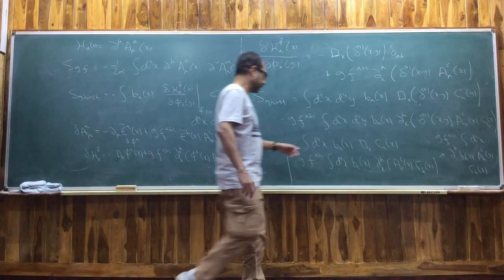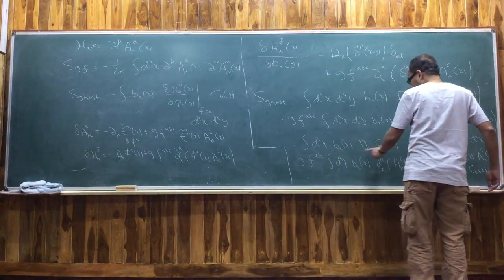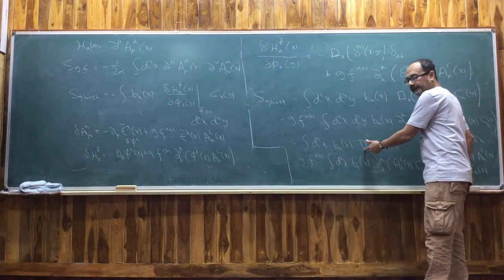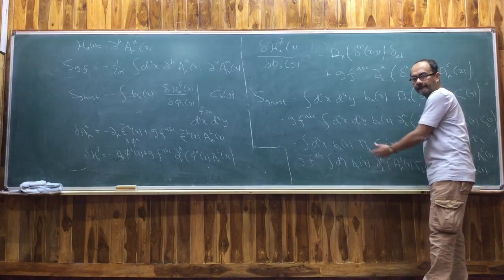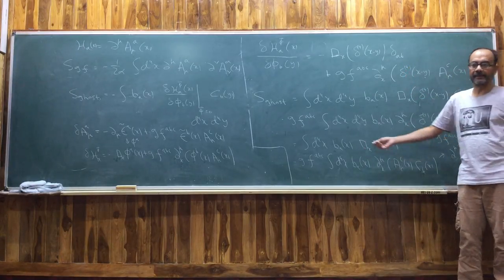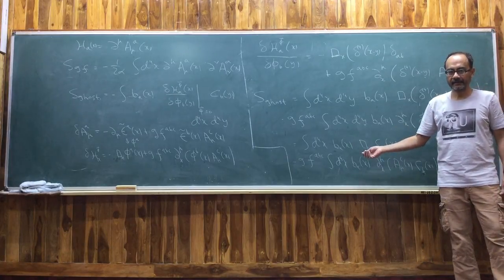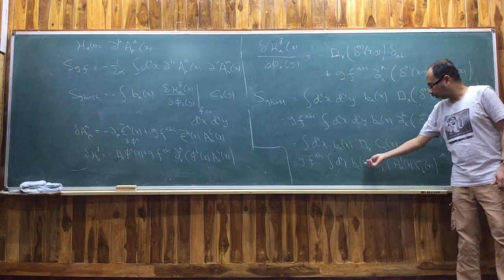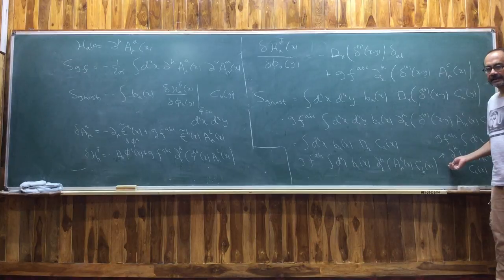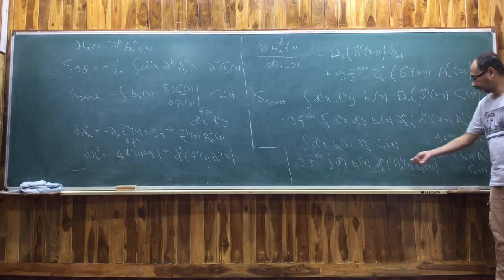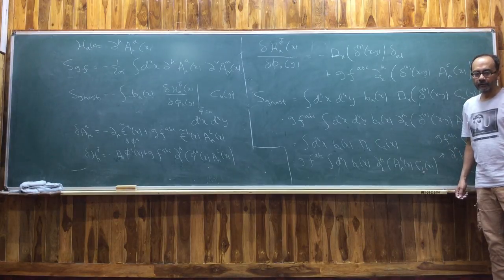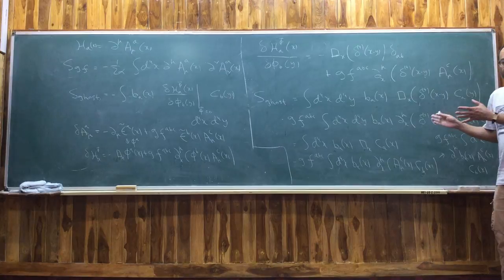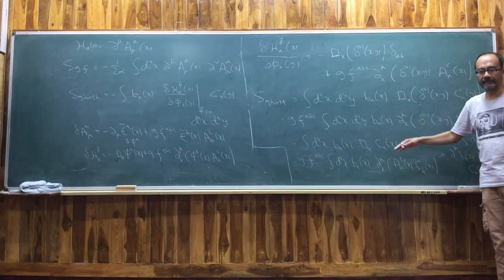For the ghost fields, the propagator is just 1 over box, which is 1 over k squared. Okay, it's like a massless field. And it also has interaction, which is here. So this will give the interaction terms. So next time we'll derive the Feynman rules, based on this action that we have written down here.